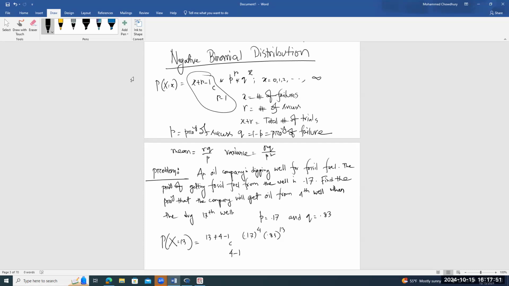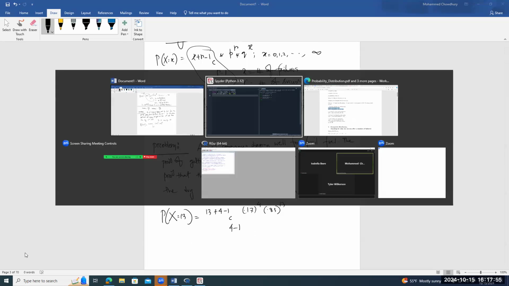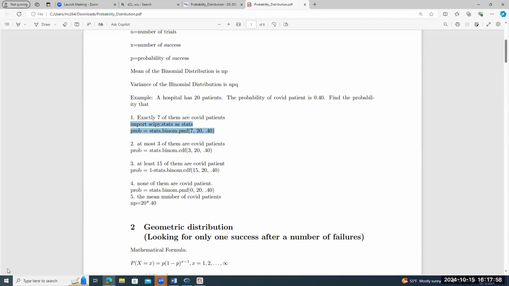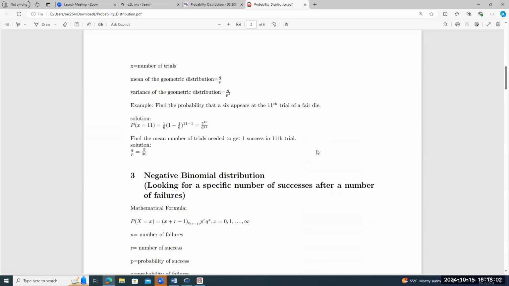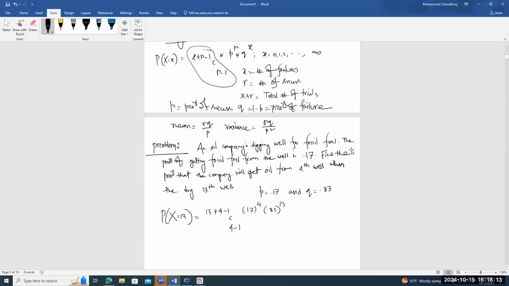Right? So there is a formula. Let me directly write the formula from here. It is the stats binom PMF. So we can write here stats binom PMF.